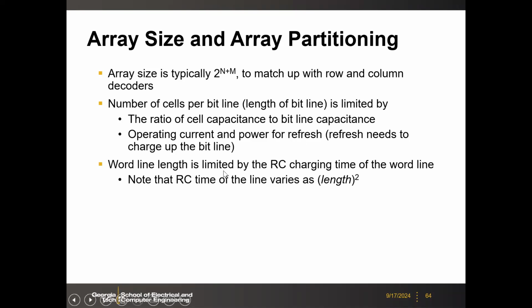And then the word line length is limited by the RC charging of the word line because you have to achieve a certain speed of the word line signal propagation through the word line. So you have to limit the word line length, right? When you turn on the word line from the edge, the pulse will take some time to reach the end of the word line, then that will suffer from the RC delay.